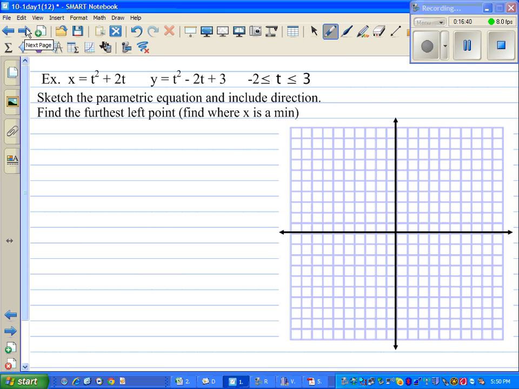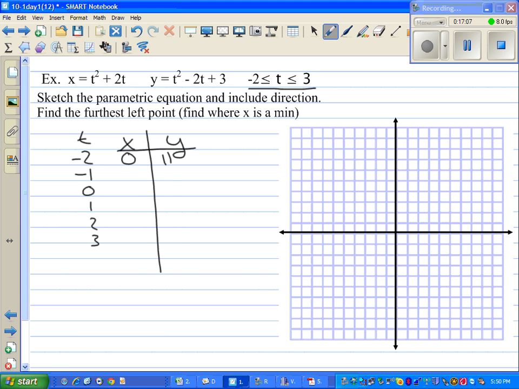Sketch the parametric equation, include direction, find the furthest left point. So we have, let's see, sketch the parametric equation. We're going from -2 to 3. So -2, -1, 0, 1, 2, and 3. That's the t, so we need the x's and the y's. So this is going to be 4 minus 4 is 0. 4 plus 4 is 8. That's 11. -1 in here.